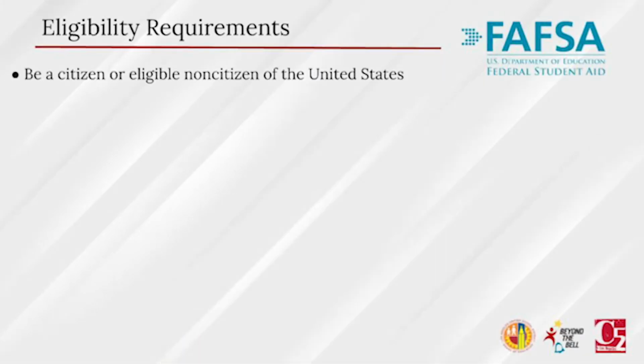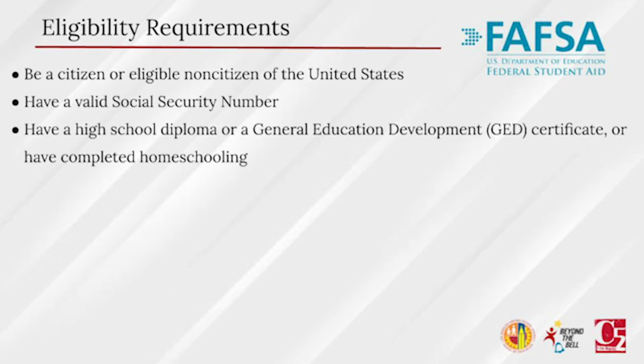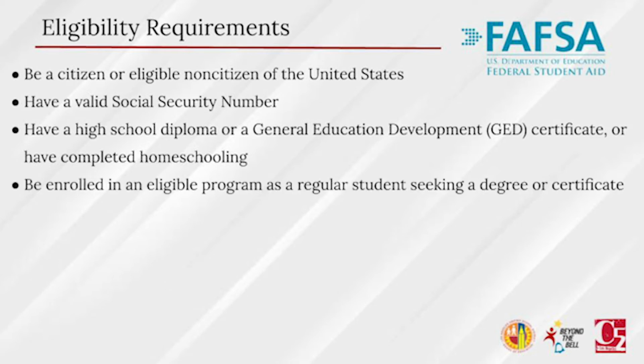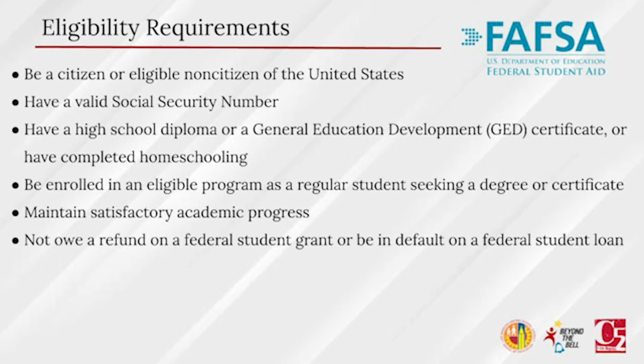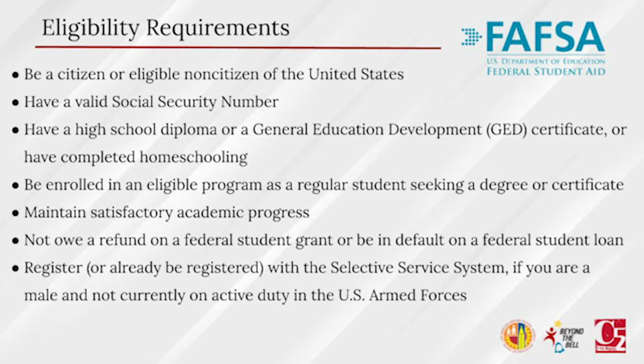In order to apply for FAFSA, you must meet the following eligibility requirements: be a citizen or eligible non-citizen of the United States, have a valid Social Security number, have a high school diploma or a general education development certificate, also known as a GED, or have completed homeschooling, be enrolled in an eligible program as a regular student seeking a degree or certificate, maintain satisfactory academic progress, not owe a refund on a federal student grant or be in default on a federal student loan, register or already be registered with the Selective Service System if you are a male and not currently on active duty in the U.S. Armed Forces.